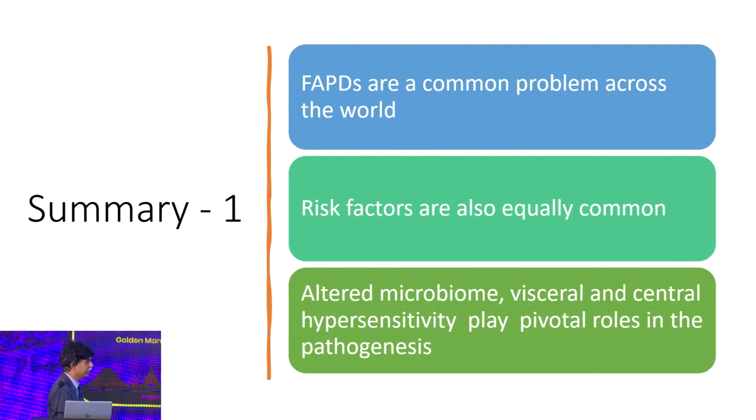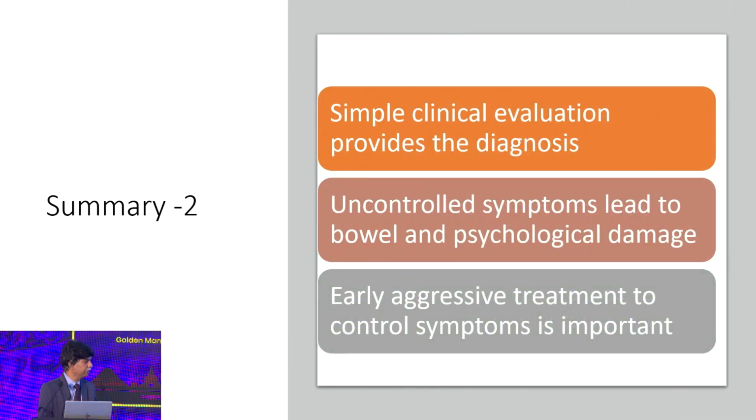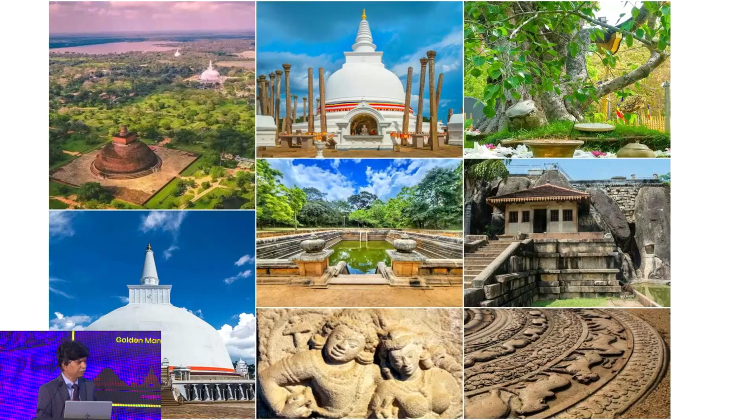So, in summarizing what we found, FAPD is a common problem across the world, and risk factors are also equally common. Altered microbiome, visceral and central hypersensitivity play a potential role in the pathogenesis, and simple clinical evaluation provides a diagnosis. Uncontrolled symptoms lead to bowel and psychological damage. Early aggressive treatment to control symptoms is such an important thing in their management.